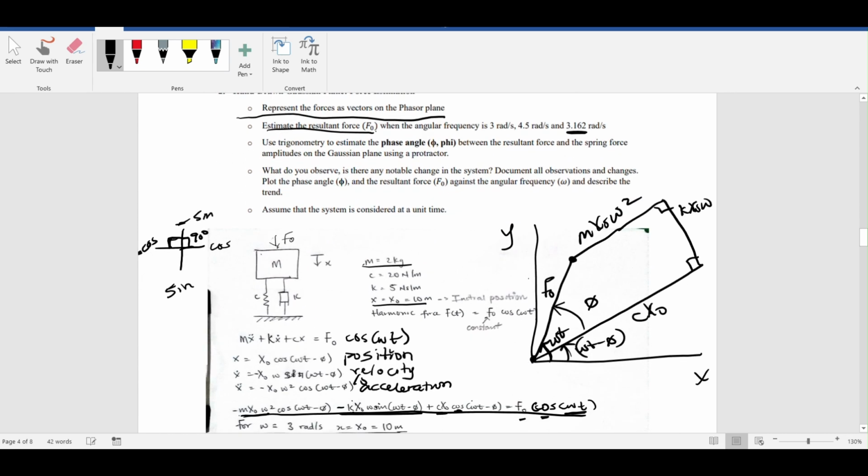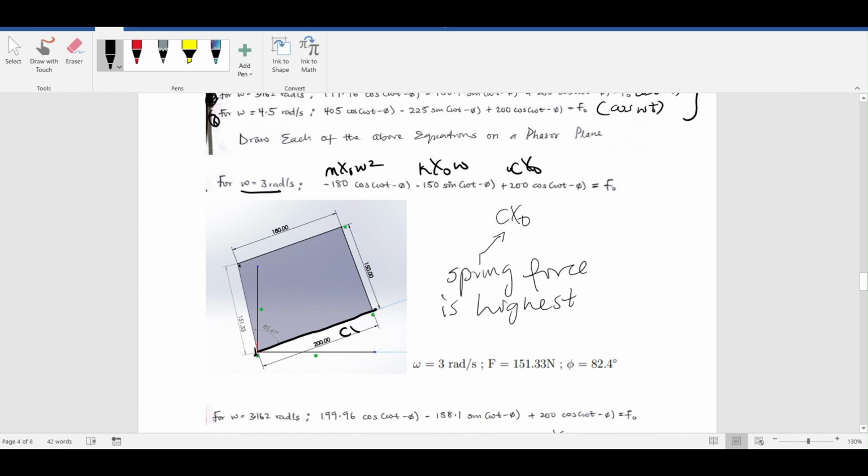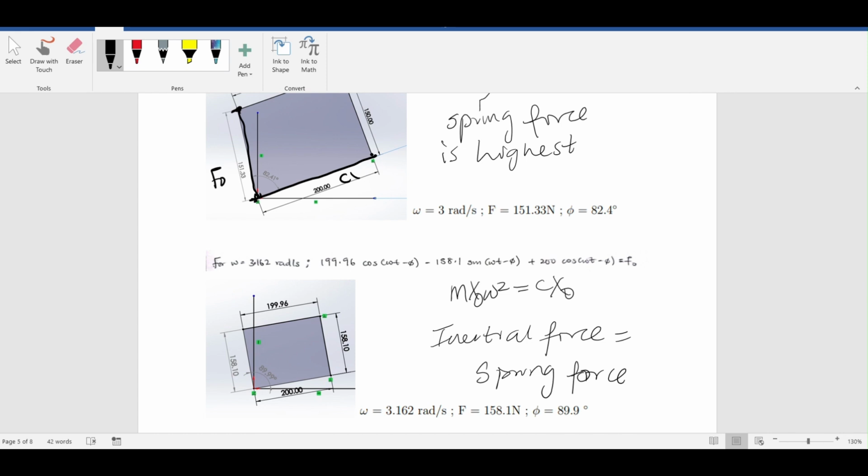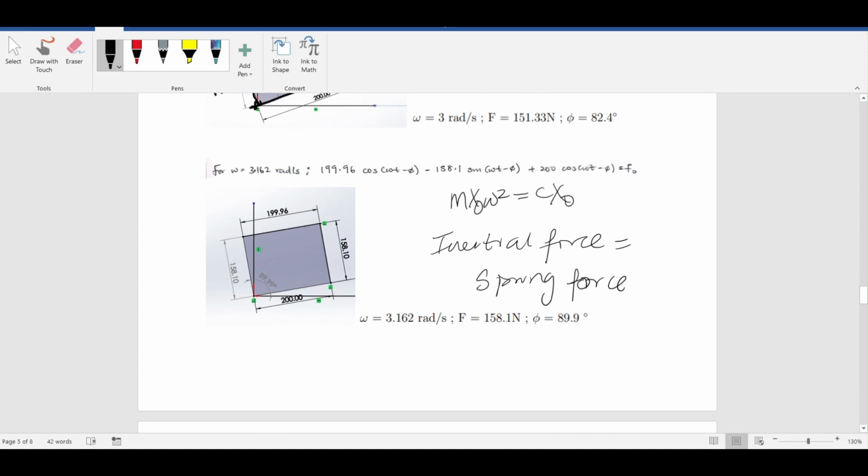Cx naught in this case is 200. So right here with 200. Then from here to here will be your kx, which will be 150. So here says 150, here is 180. Then I told you that whatever joins from here to here will be your f naught. So you just take a ruler and measure from here to here, and that will be your answer for f naught. You do the same for each of the equations.